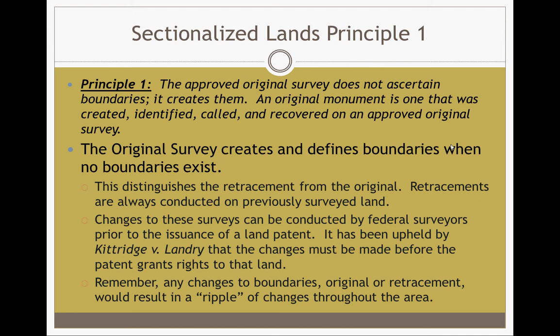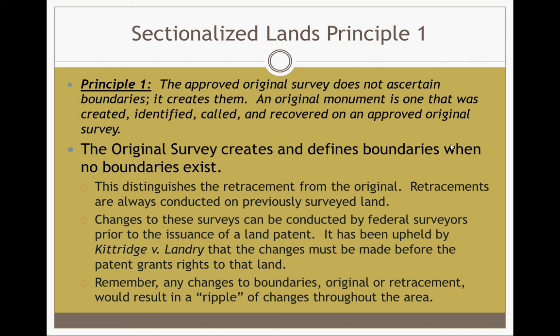Changes to these original surveys could be conducted by federal surveyors, but they had to do it before they issued a land patent. A land patent is a document from the federal government that basically states that a private owner has purchased the land from the government, and that patent is then as good as a deed from the federal government. It's been upheld by Kittredge versus Landry that the changes must be made before the patent grants rights to that land. You can Google search Kittredge versus Landry. It's a pretty good case to read.